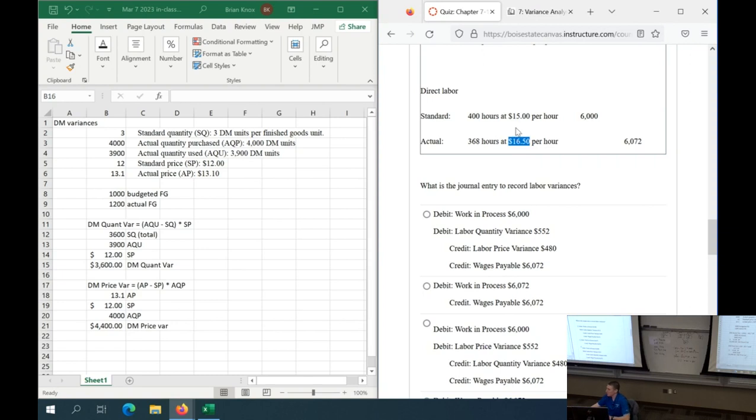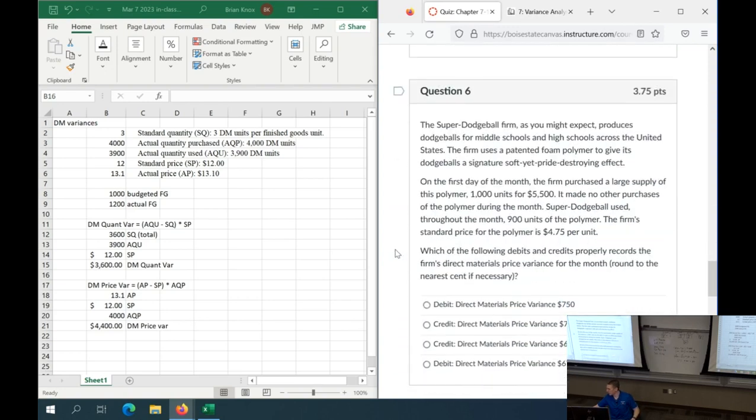But yeah, I know that's unfavorable. All things being equal, paying more for the same amount of labor and same quality of labor is worse than paying less for that labor, at least from the company's perspective. And so we should be debiting the price variance because it's unfavorable and crediting the quantity variance because that's a favorable variance. So it has to be this one right here.